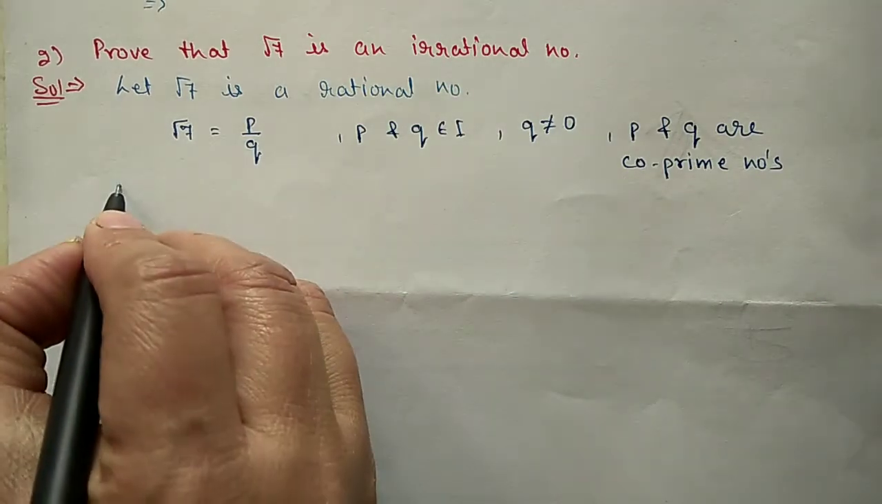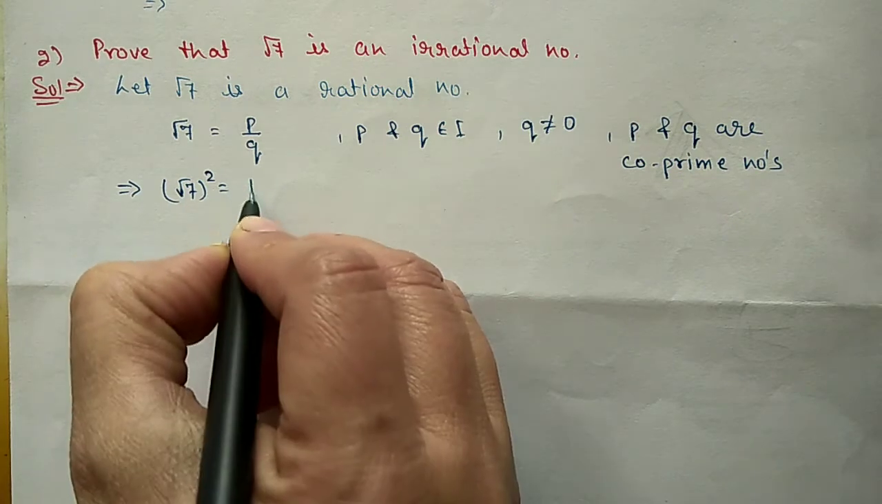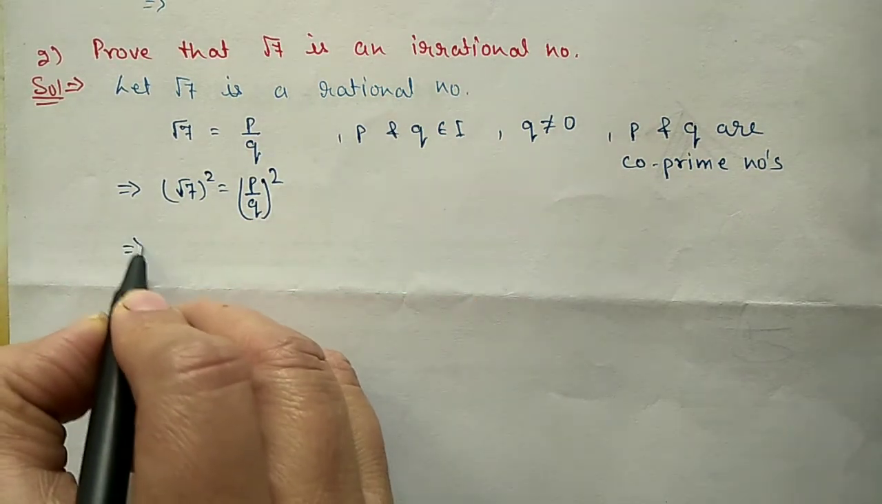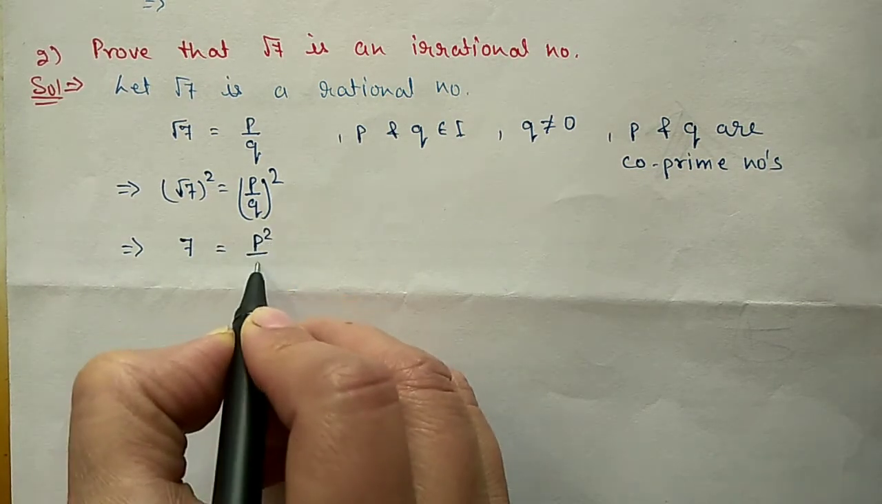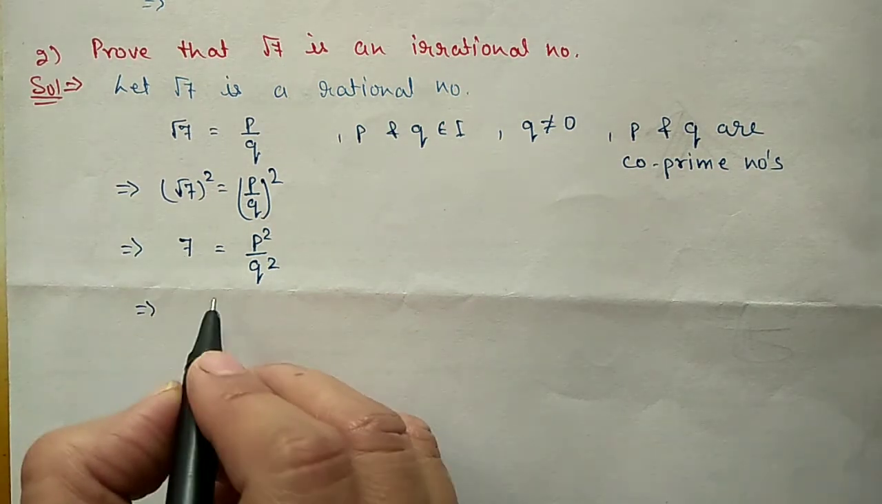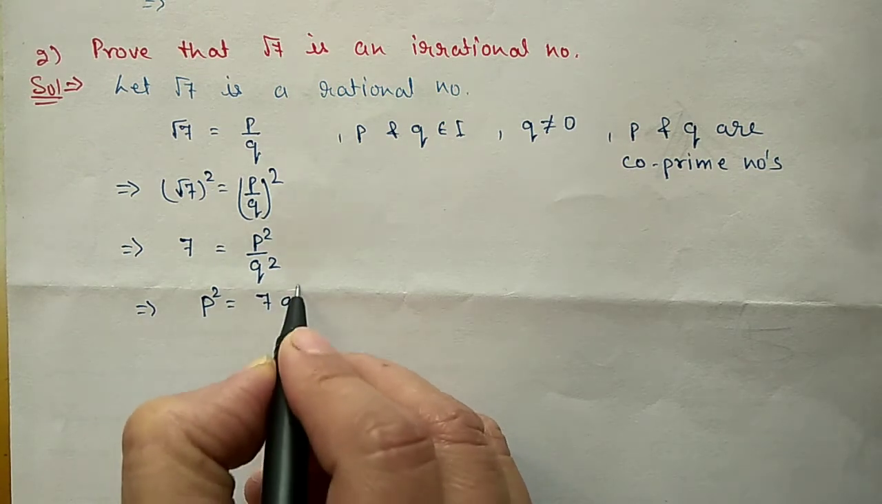Now, second step, we will square both sides. We can write root 7 square is equal to p by q whole square. Root 7 square is equal to 7, and this we can write as p square by q square. After shifting q square to the other side, we will get p square equal to 7q square.